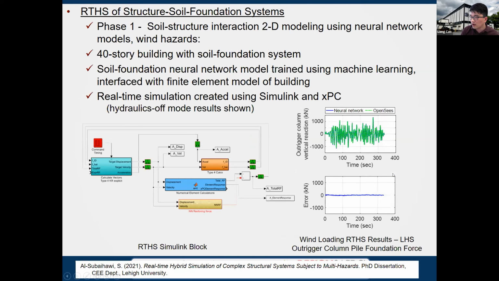So here are some results comparing the hybrid simulations and the OpenSees numerical simulations. The hybrid simulations here are only in hydraulic-off mode, which means there's no restoring force feedback from the soil to the analytical substructures. You can see that after training the neural network soil models, our model results match very well with the OpenSees results.